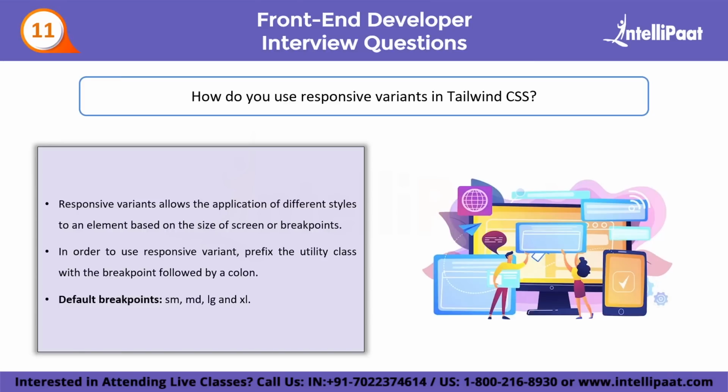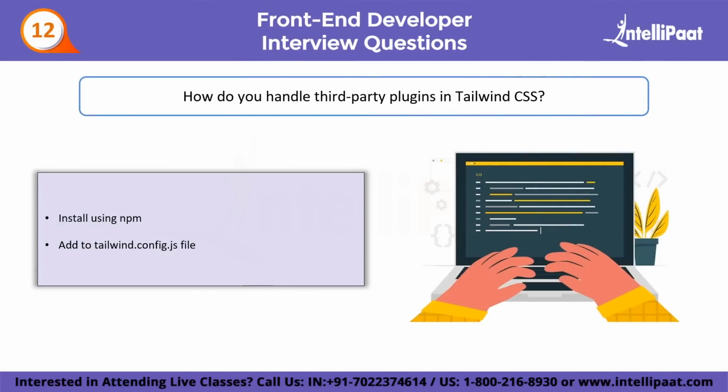Our next question is, how do you handle third-party plugins in Tailwind CSS? The answer to this question is, Tailwind CSS has an ecosystem of third-party plugins that can be easily integrated. You can install them using npm and add them to your tailwind.config.js file to extend the framework's functionality.